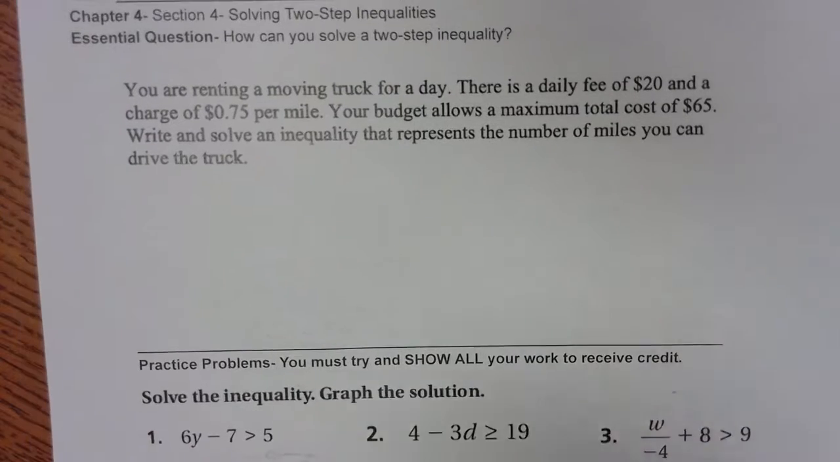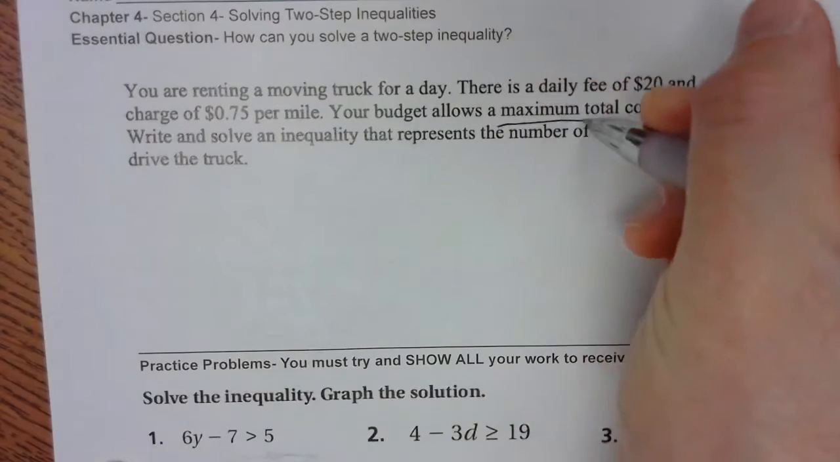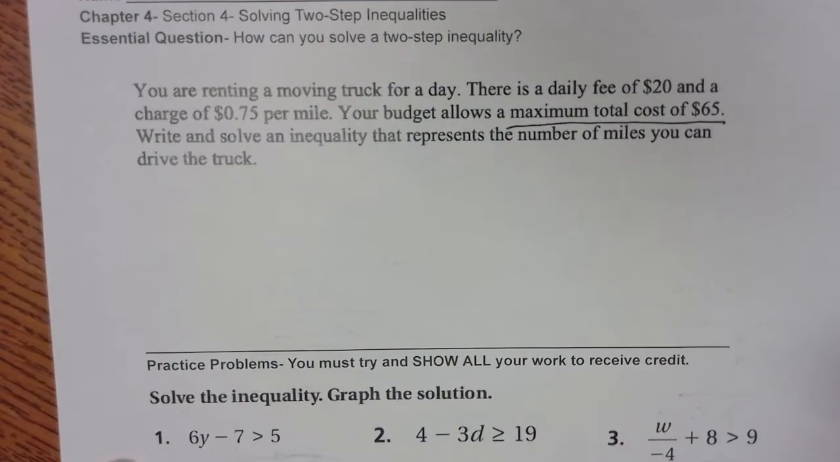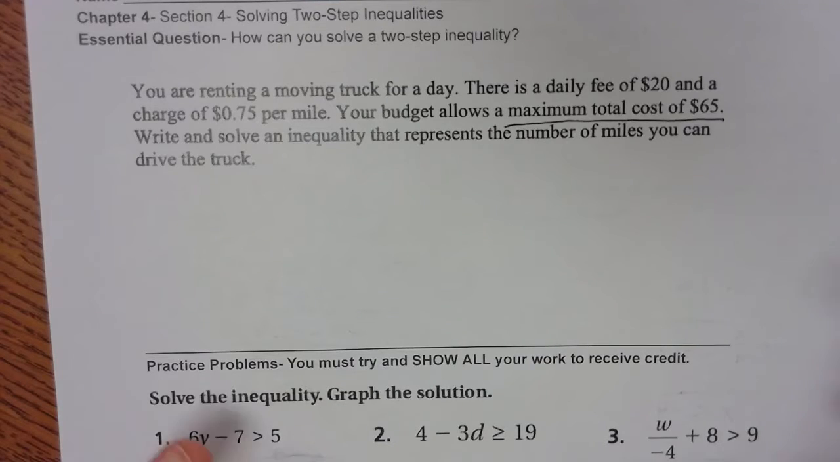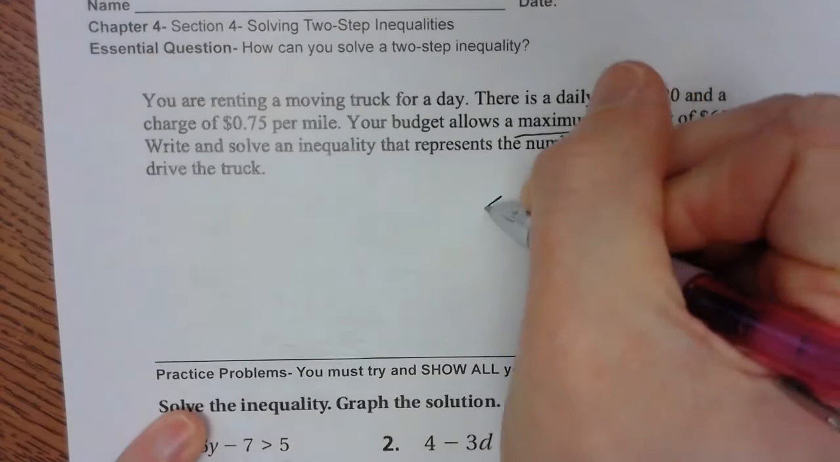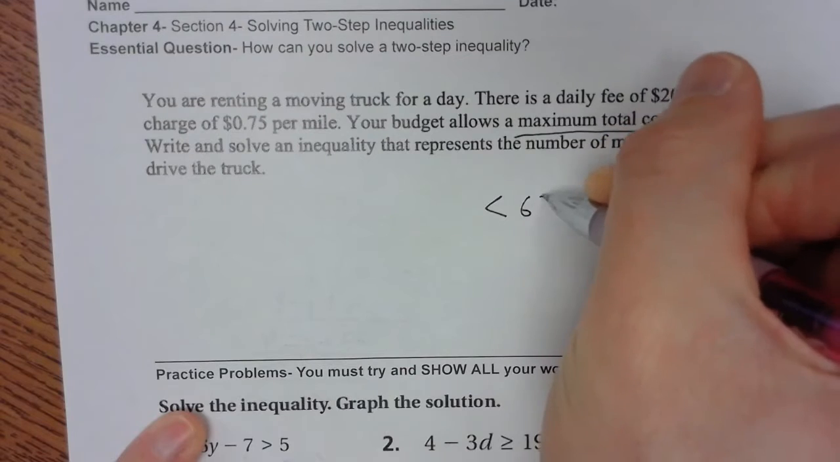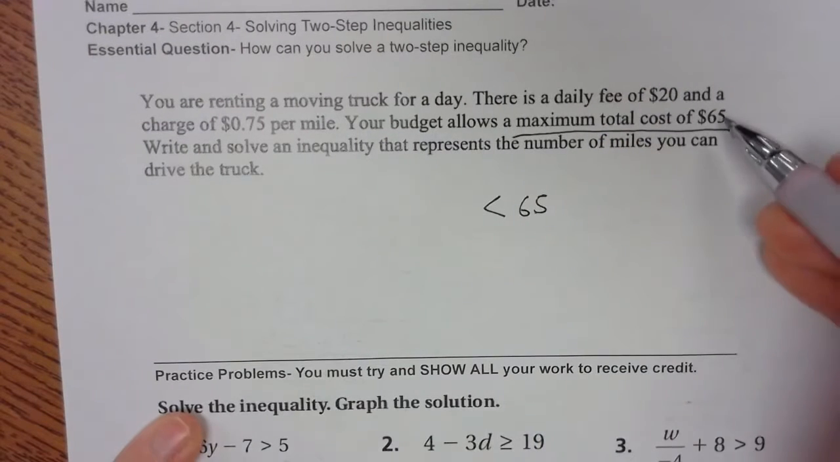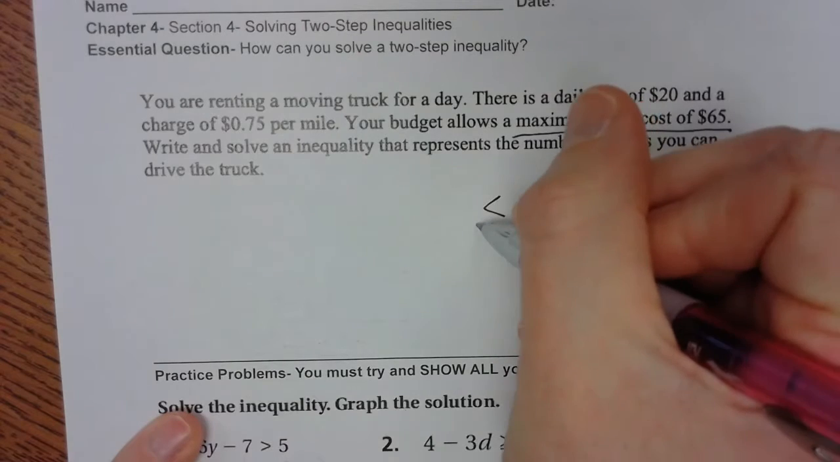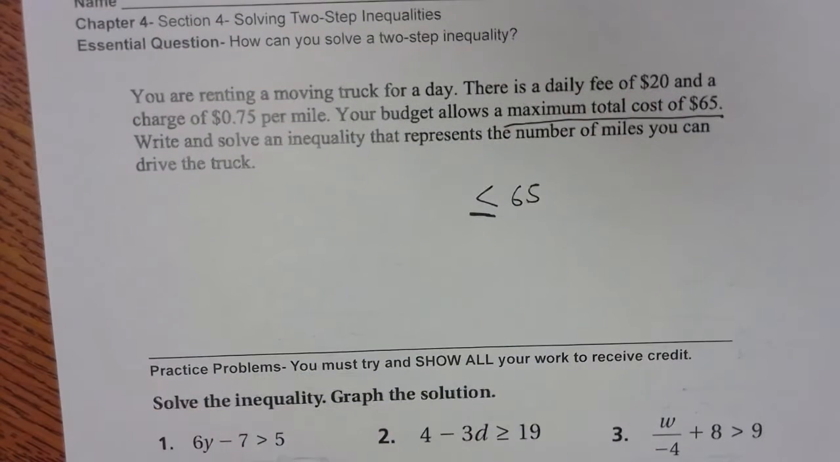So first thing, let's talk about my inequality. It says the maximum cost can be $65. So it can't go over. So I know it has to be less than $65. But can it be $65? Yes. So it's less than or equal to $65.